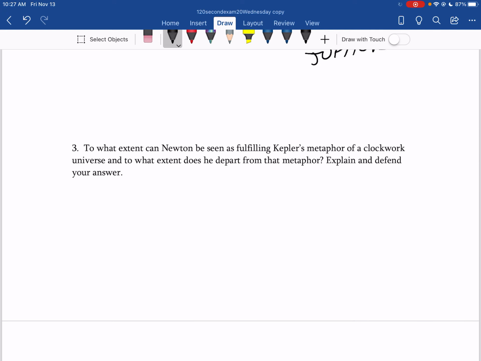Number 3 raises some deep issues. A number of you, I think, maybe didn't understand the question particularly well. So the clockwork metaphor is a metaphor for a mechanical model of the universe. And in a certain sense, Newton represents a culmination of that model, and in another sense, he represents kind of an abandonment, or at least a walking back of that model.